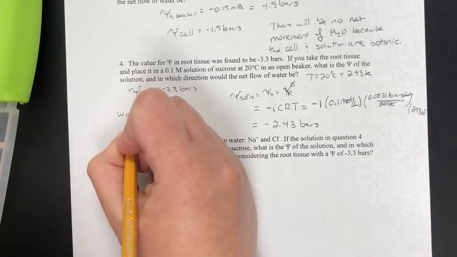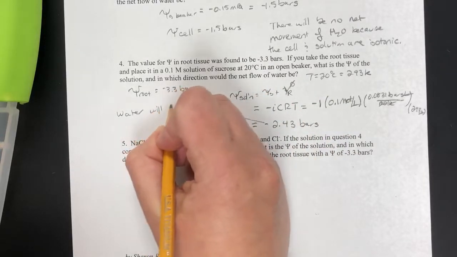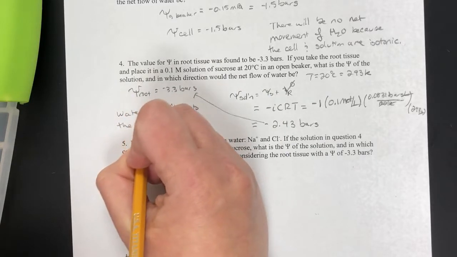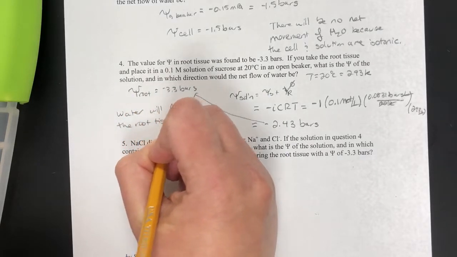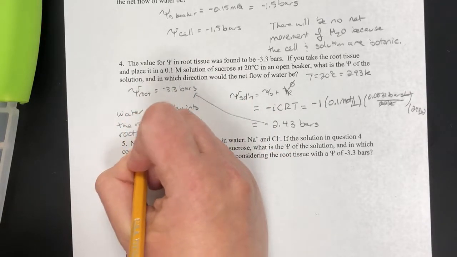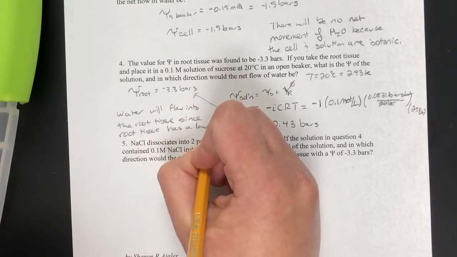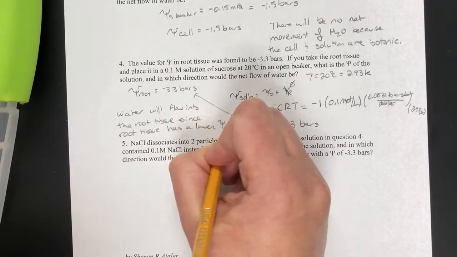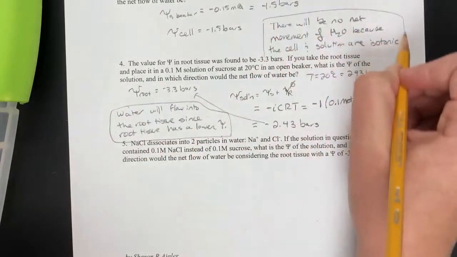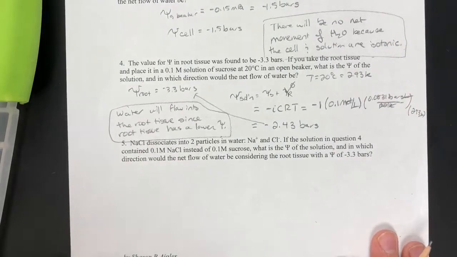So water will flow into the root tissue since root tissue has a lower water potential. Okay, there we go.